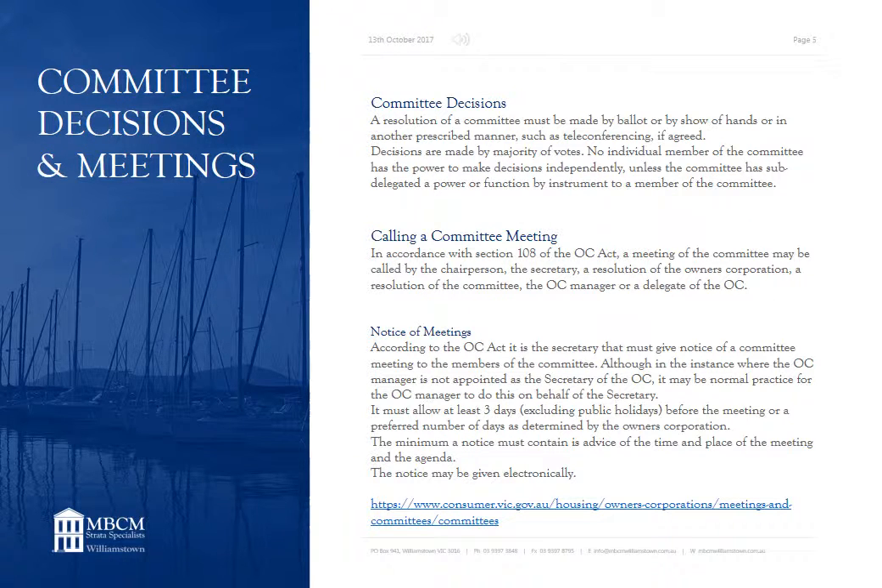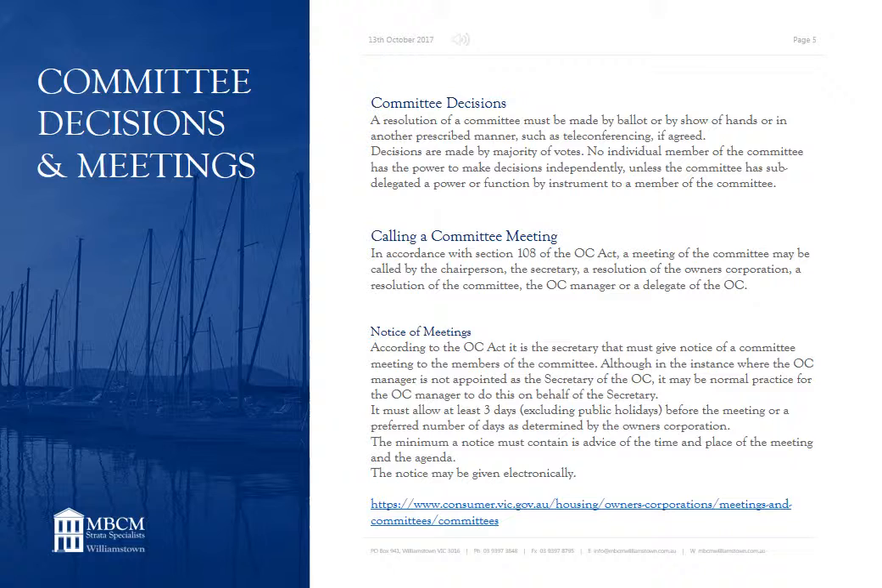We've included some general information regarding committee decisions. Resolution of the committee must be made either by ballot or a show of hands or another prescribed manner, such as teleconferencing if agreed. Decisions are made by majority of votes. No individual member of the committee has the power to make decisions independently unless the committee has subdelegated a power or function by instrument to the member. So some committees may have a point of contact or a decision maker for the gardener, just so that decisions aren't made by all the committee members. But generally, most decisions are made by all committee members.